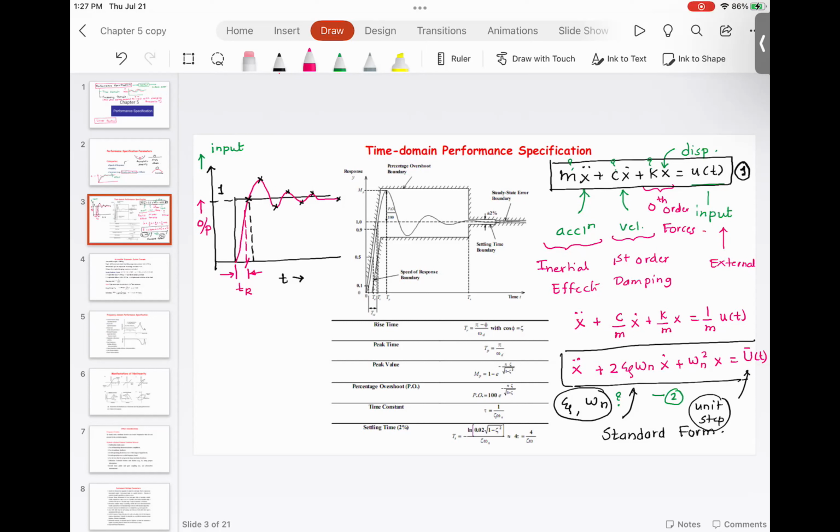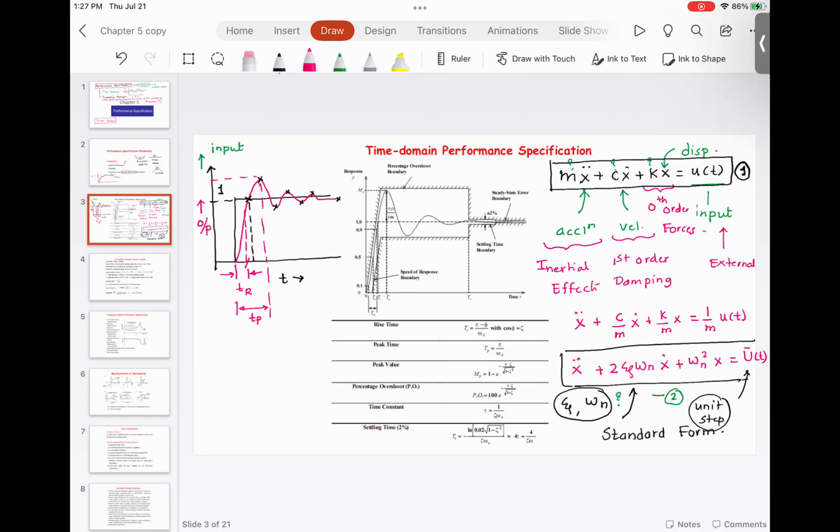Then you have something called the peak time, when the system response peaks. So this is the peak time, TP. Then you have the peak value, which means the maximum value that the system goes to. Then you have percentage overshoot, which means how far the system exceeded the desired set point in terms of percentage.